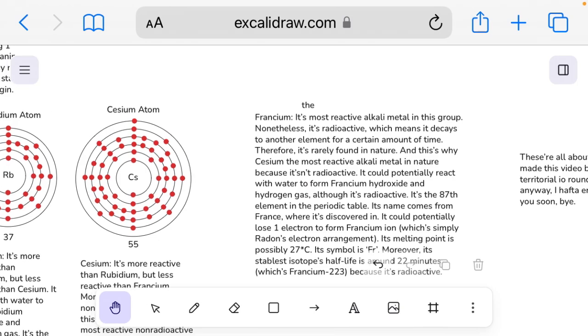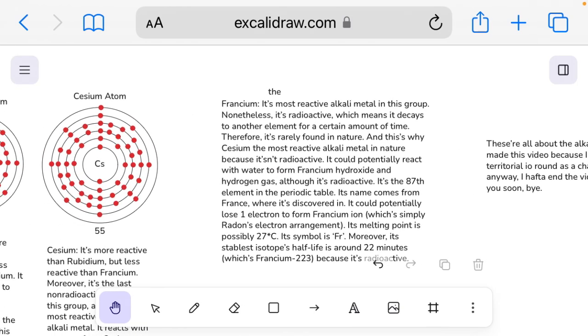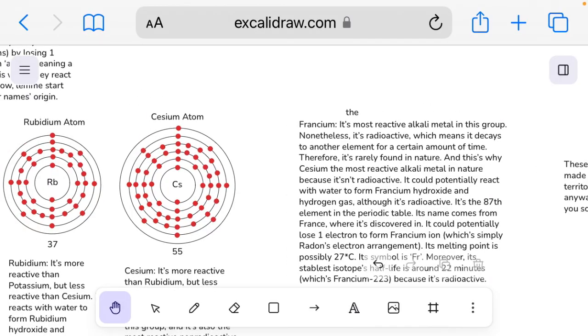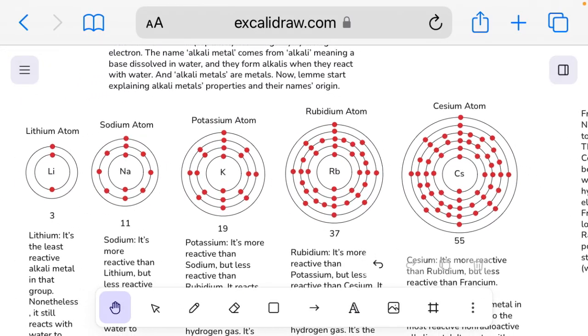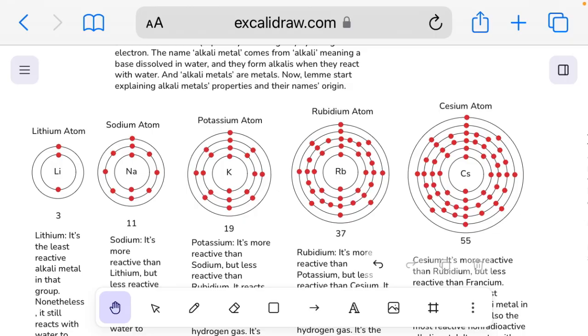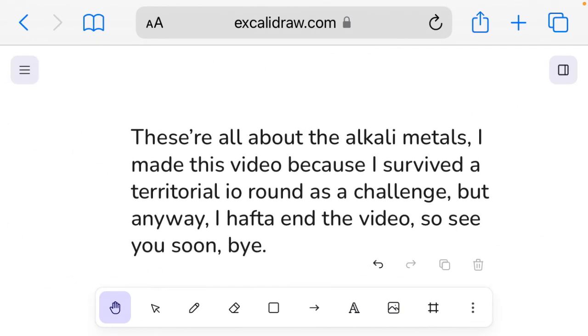I didn't include one for francium because I don't want to use too many shells, which are rings, and dots, which are electrons. And I may have counted incorrectly for the rubidium atom and cesium atom for the 18 electrons in the middle. But I guess these are all about the alkali metals.